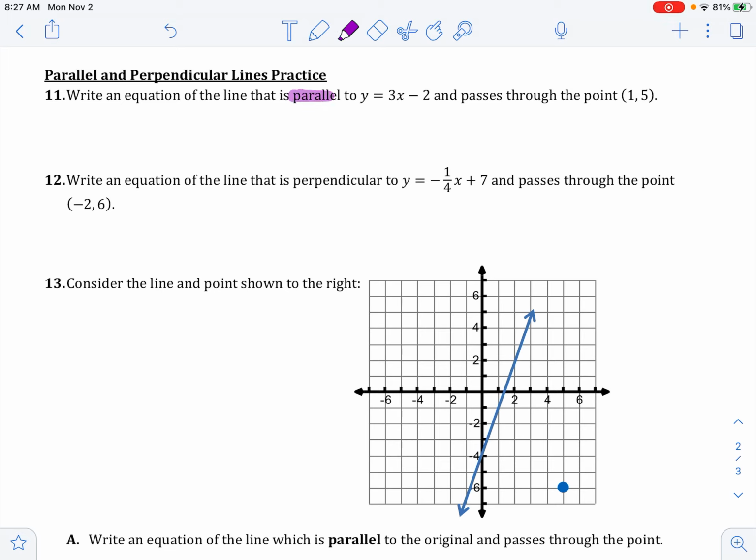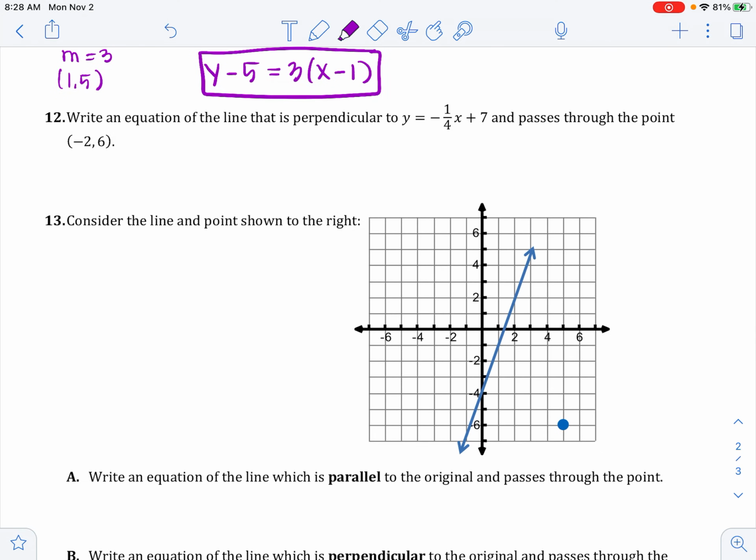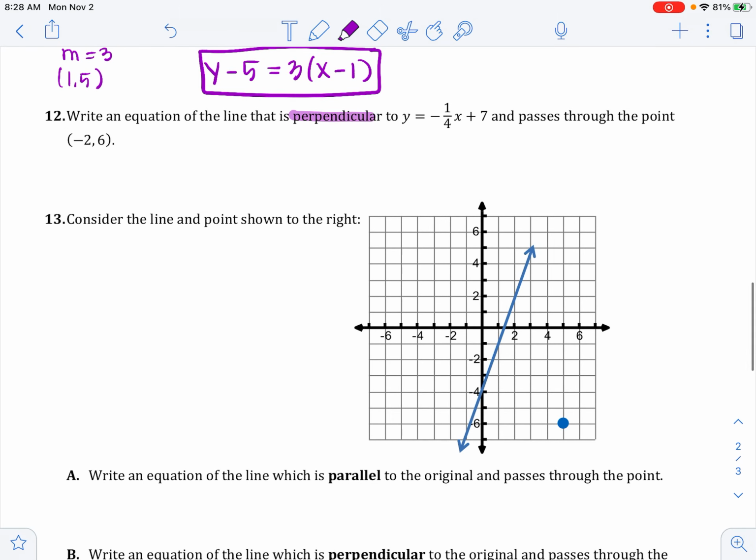The first one says write an equation of a line that's parallel to this line and passes through this point. So I gave you a point, and then I gave you this line, therefore I gave you this slope. So I gave you the slope is 3, and then I gave you the point is 1,5. So now I can write my equation of my line. Y minus y1, which is 5, equals m, which is 3, times x minus x1, which is 1. And there's my answer. Super easy, right?